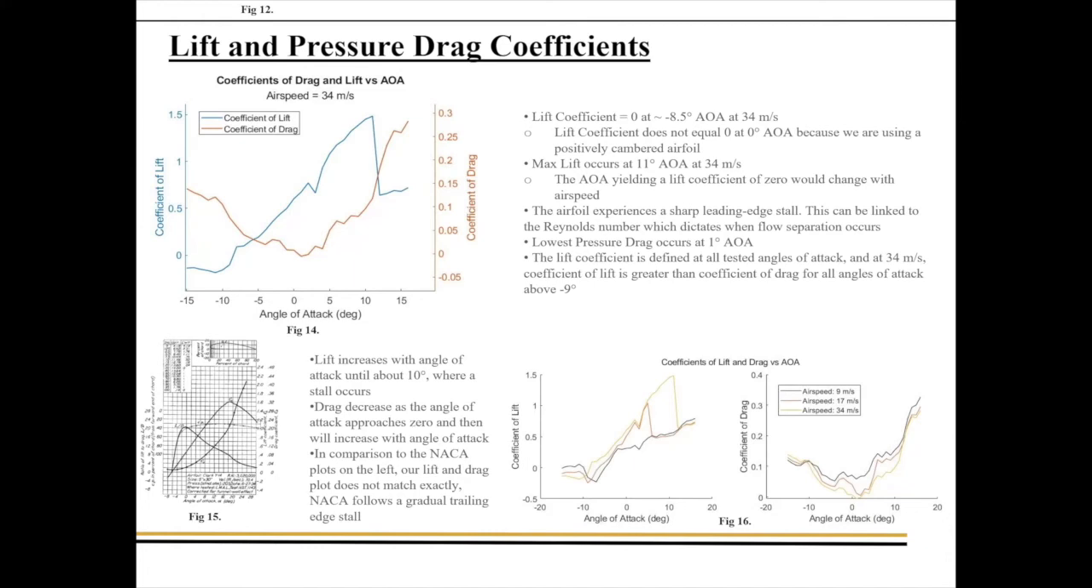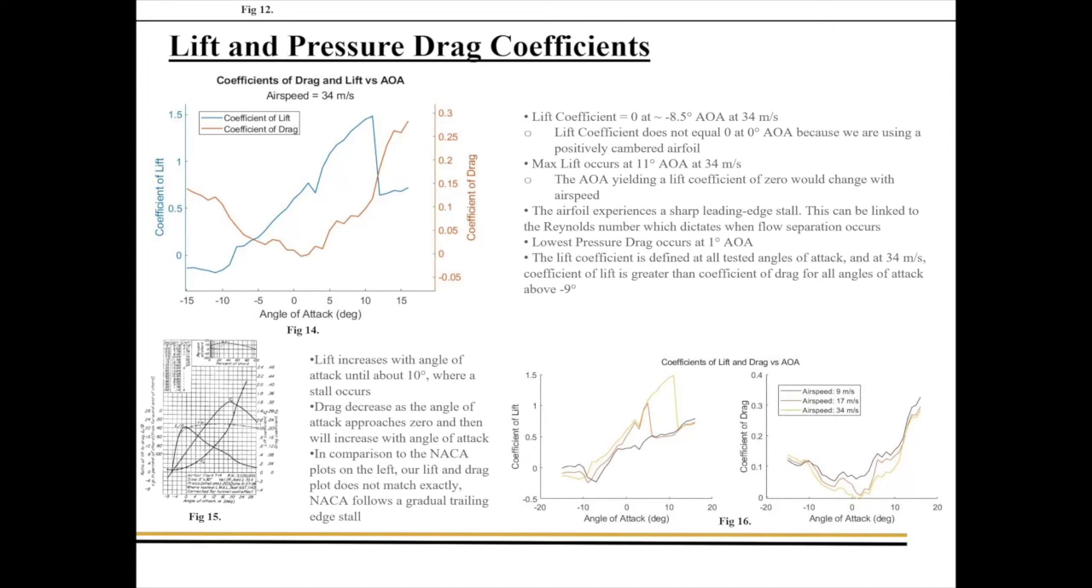Overall, we can see that lift increases with angle of attack up to about 10 degrees, where a stall occurs. Drag decreases as the angle of attack approaches 0, and then will increase with the angle of attack. You can see that it has a downward trend and then an upward trend, starting at 0 degrees angle of attack. In comparison to the NACA plot, which is on figure 15 on the left, you can see that our plots are very similar in the linear regions, but overall they do differ. We see that our plot shows a sharp leading edge stall, while the NACA plot shows a gradual trailing edge stall. This is one of the major differences in these plots.